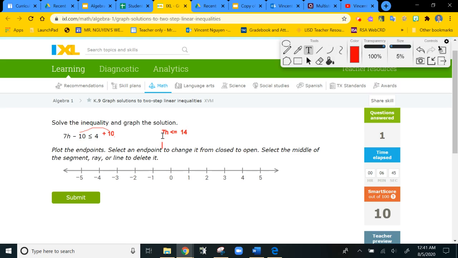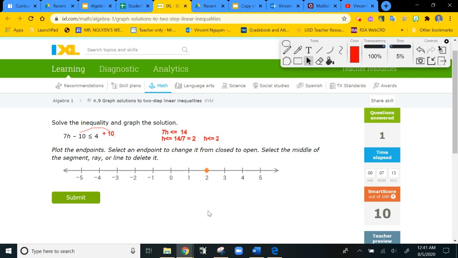And then I divide by 7. I get H is less than or equal to 14 divided by 7, which will give me a 2. So my solution here is H is less than or equal to 2. Okay, so this inequality tells me that it's going to be a closed circle because I have an equal sign. So I start at 2.